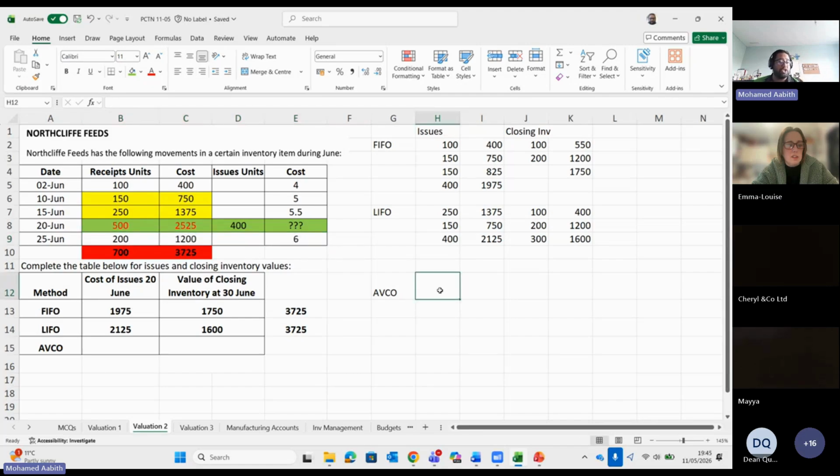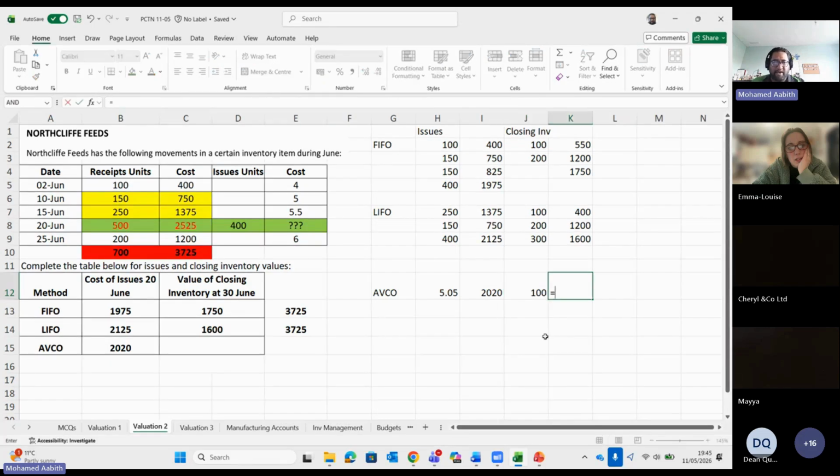So what is my average cost at that time? The average cost is going to be this divided by that number. So it tells you each one of that inventory will cost you £5.05. So therefore, if I want to issue 400 units, this times 400 units, and this is the value of inventory 2020. And what is left over? You have another 100 left over, isn't it?